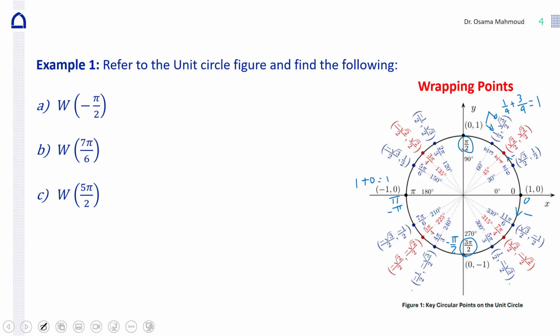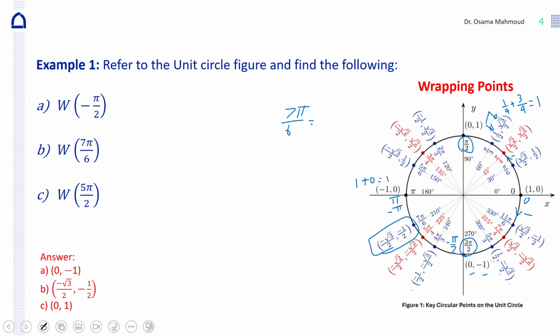Any two coordinates here, if you square each one and sum them, it will be 1. So the wrapping point of minus pi over 2, the same as 3 pi over 2, is 0 and minus 1. And for 7 pi over 6, what's 7 pi over 6? 7 pi over 6 is exactly like pi and pi over 6. Up to here we have pi. Pi over 6 is here, so this is the 7 pi over 6 wrapping point.